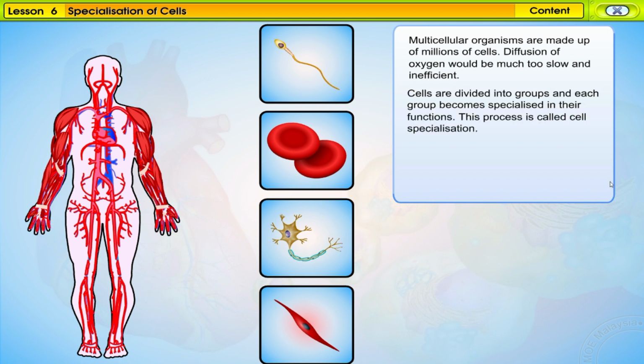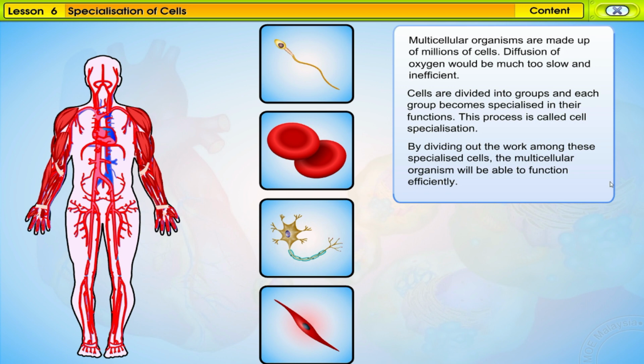So the cells are divided into groups so that each group will take care of one particular function. In other words, they have become specialized in their functions. This process is called cell specialization. All the different groups of cells will interact and cooperate with one another to keep the cells in the body in the best possible state. By dividing out the work among these specialized cells, the multicellular organism can accomplish a higher level of efficiency.